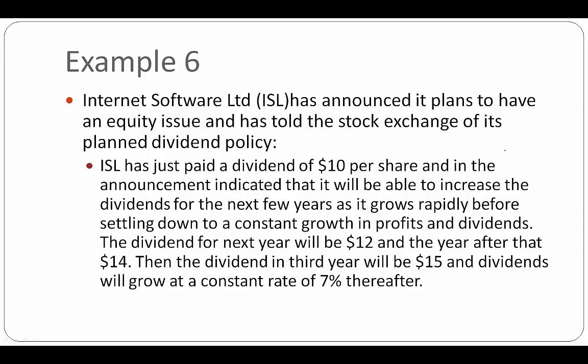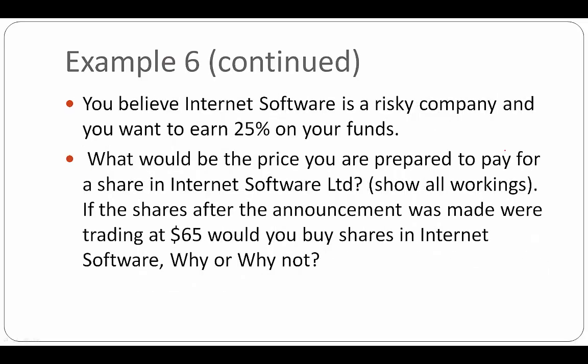So, they've just paid a dividend of $10 per share, and in the announcement indicated that they will be able to increase dividends for the next few years as they grow rapidly before settling down to a more constant growth in profits and dividends. So the dividend for next year will be $12. The year after that, it's going to be $14. Then it's going to be $15. And then dividends after that will grow at a constant rate of 7%.